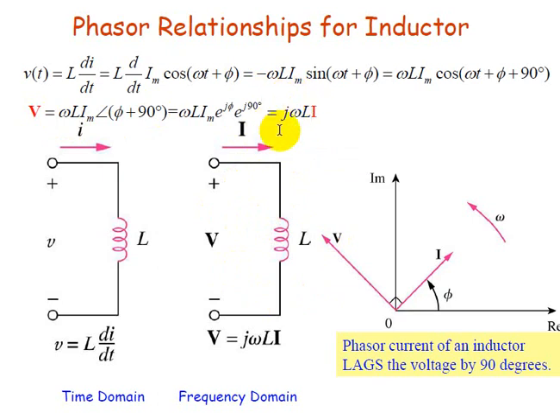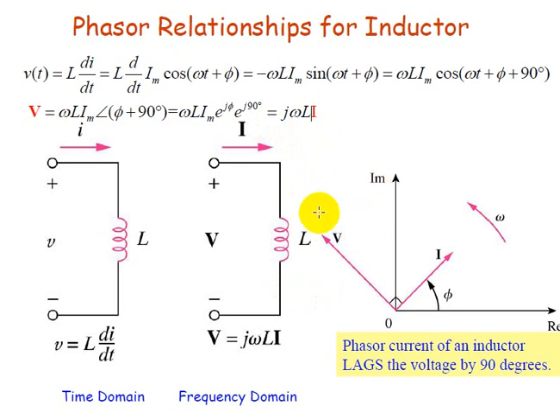That means this is the impedance of the inductor. Impedance is what? Impedance is the measure of opposing current, and we find the measure of opposing current by doing the V over I operation, and this measure is called impedance. So for an inductor, the impedance is j omega L.